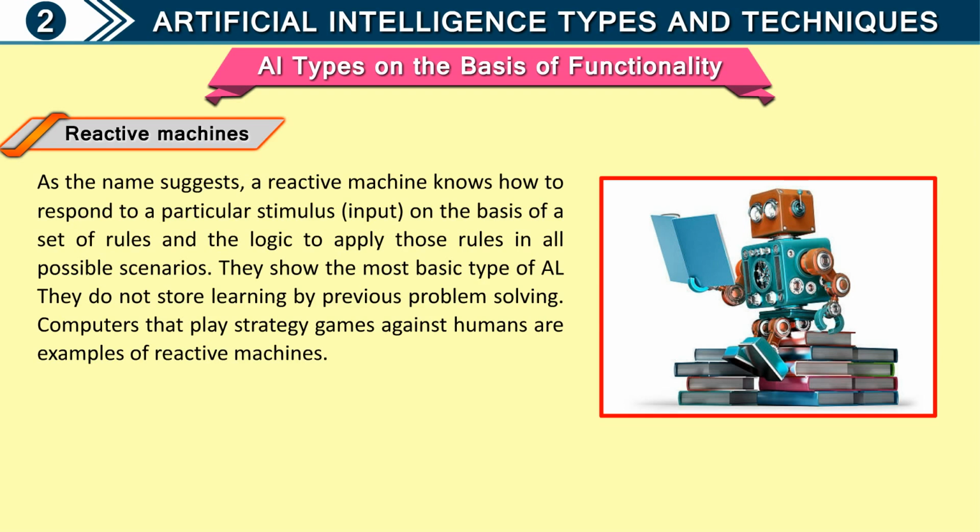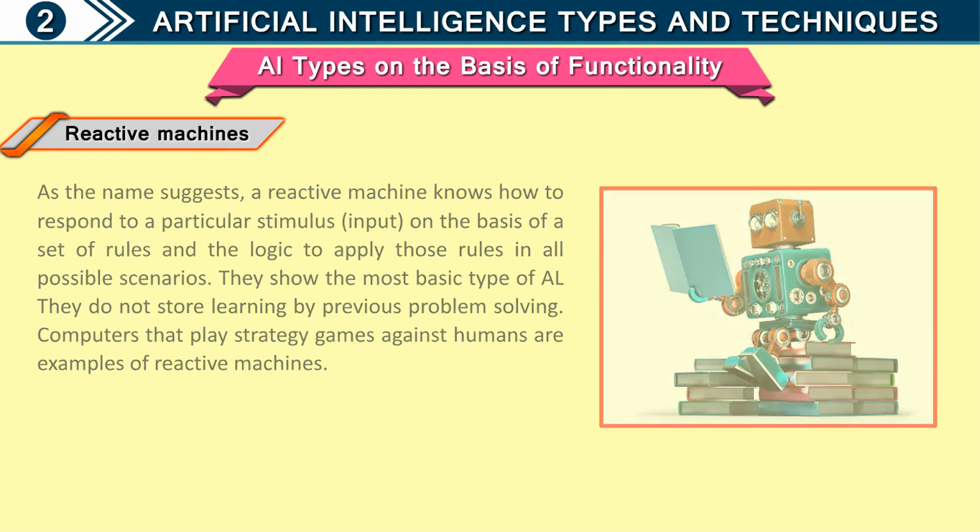the basis of a set of rules and the logic to apply those rules in all possible scenarios. They show the most basic type of AI. They do not store learning by previous problem solving. Computers that play strategy games against humans are examples of reactive machines.